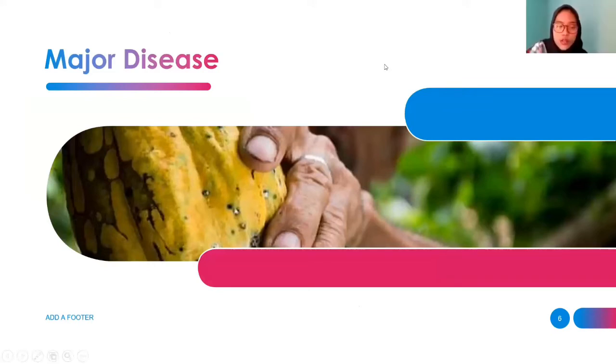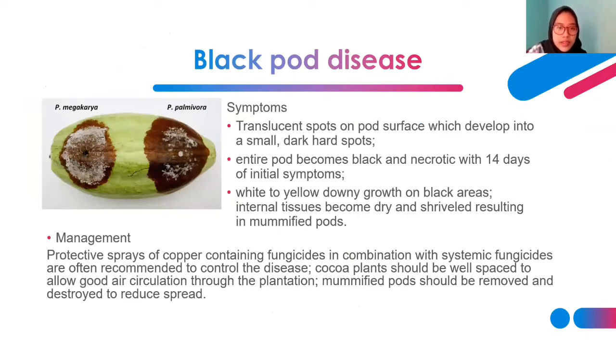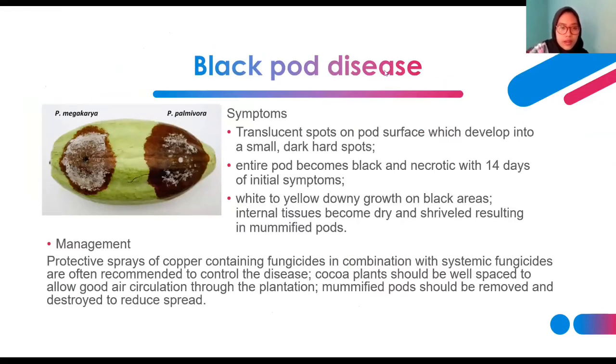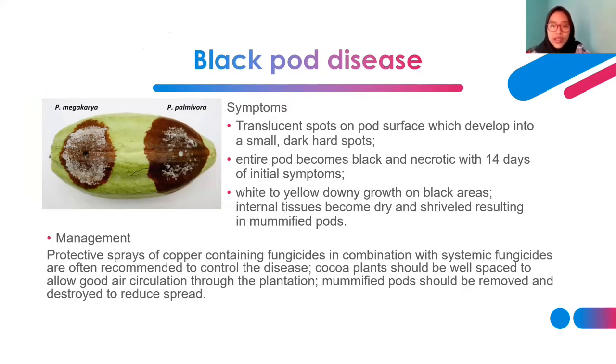Okay, and then I want to explain about major disease. First is black pod disease. The symptoms are translucent spots on pod surface which develop into small dark hard spots. Entire pod becomes black and necrotic within 14 days of initial symptoms. And the last one is white to yellow downy growth on black areas. Internal tissues become dry and shriveled, resulting in mummified pods.